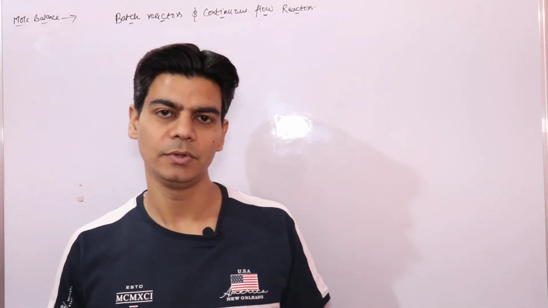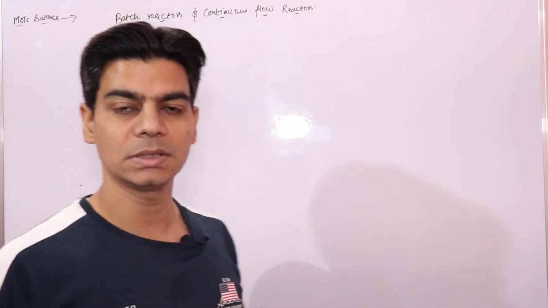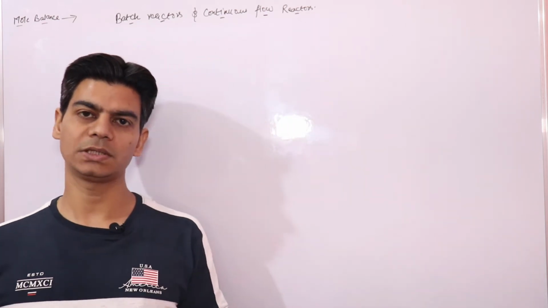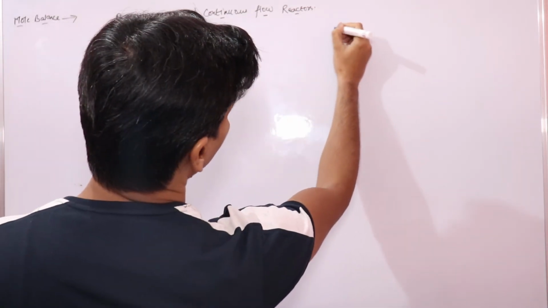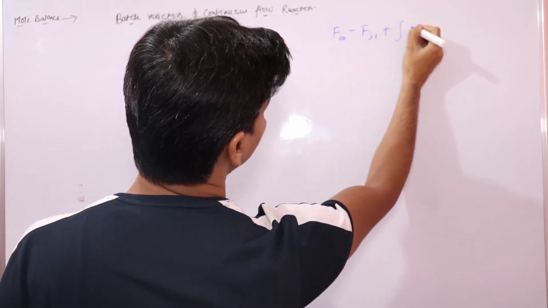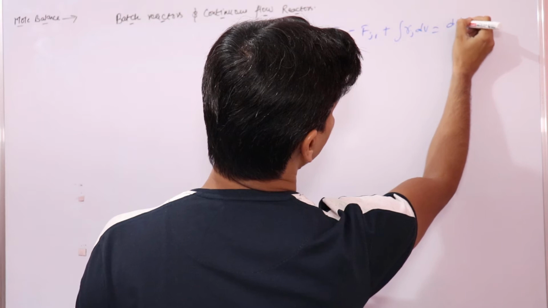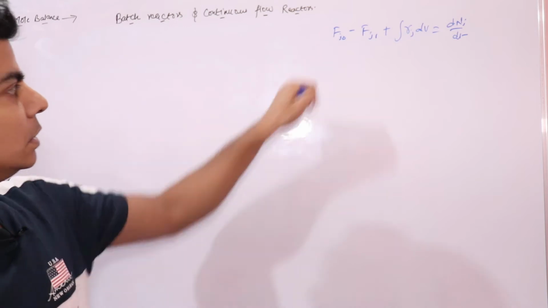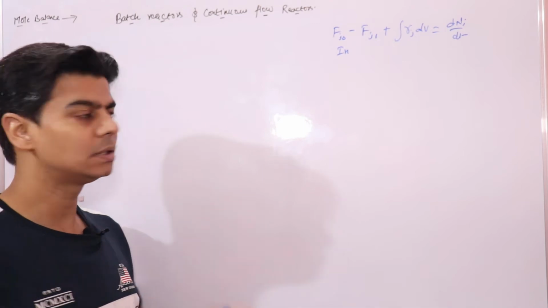Now in today's lecture we will go through the application of the mole balance equation to batch reactors and continuous flow reactors. In the previous video lecture we went through the derivation of the mole balance equation. The equation was, if you remember, Fj0 minus Fj plus the integral of Rj dV is equal to dNj upon dt, where j is any chemical species. This is the molar flow rate inside the reactor.